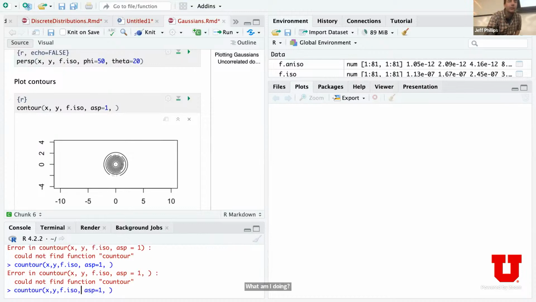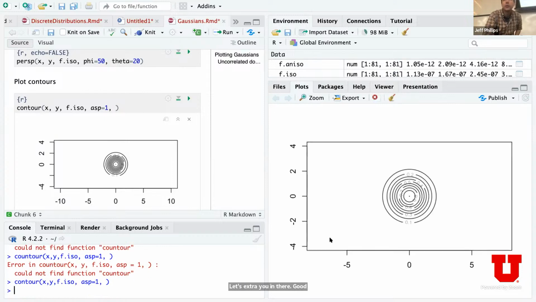Let's add the extra U in there. Good. Okay, a little bit better, but you can see that if I didn't specialize the covariance, I forced it to draw the aspect ratio 1. Otherwise R will plot it to fill the screen.